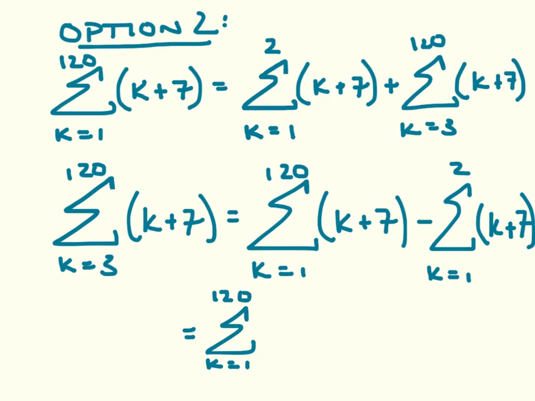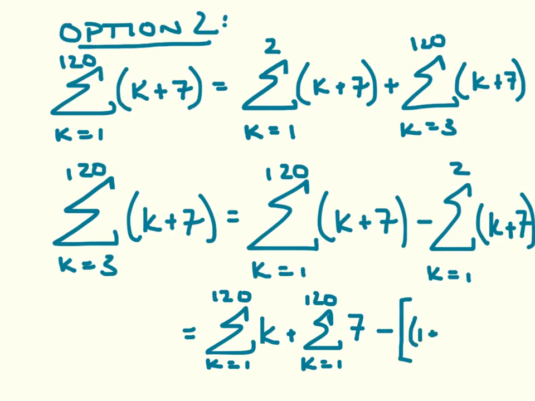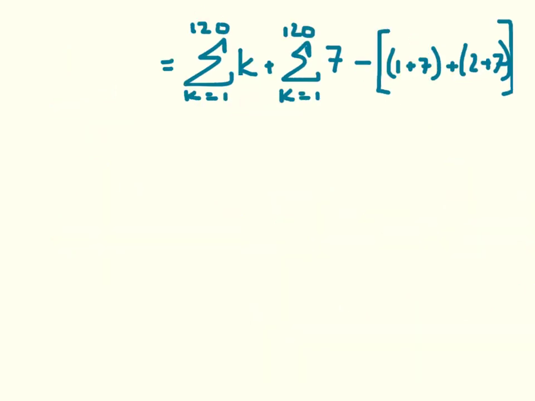So we'll have the sum as k goes from 1 to 120 of k, add to that the sum as k goes from 1 to 120 of 7, which is really just 7 times 120. And then for the second sum, since there are only 2 terms, we might as well just calculate those manually. In other words, plug 1 in for k. You get 1 plus 7, plug 2 in for k, you get 2 plus 7, and then you don't have to bother with the formula at all. All that's left to do now is simplify.